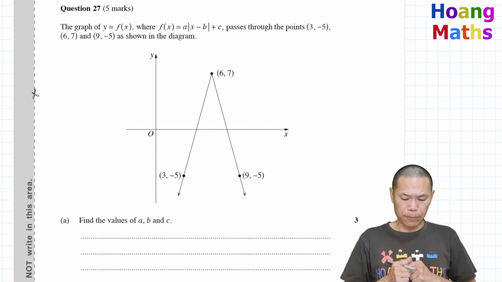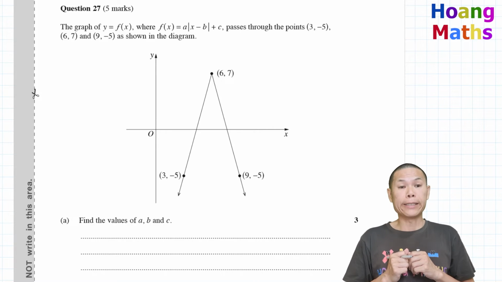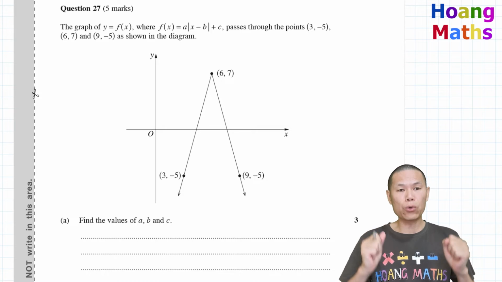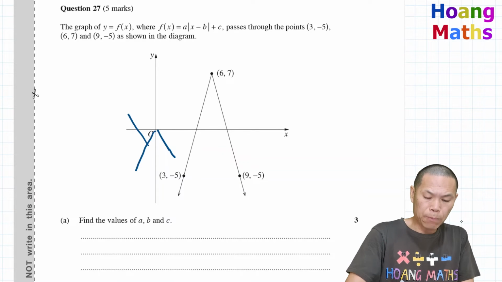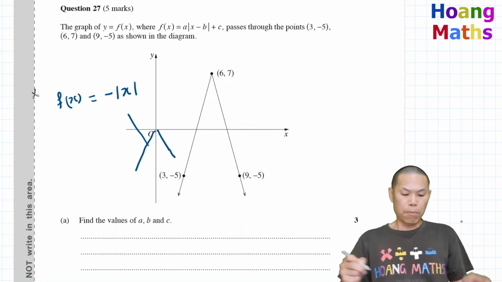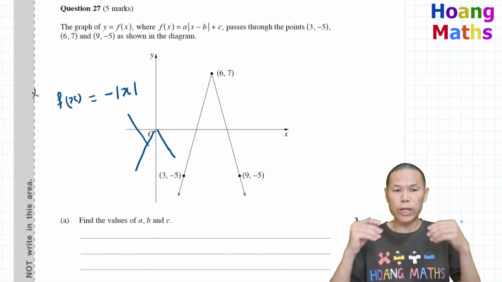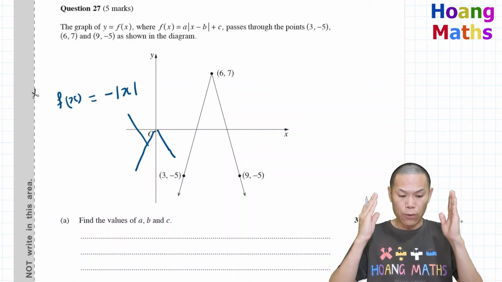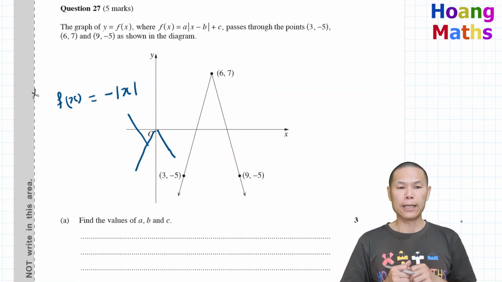Question 27. We need to work out the value of A, B, and C. To work it out, first of all, we should recognize that if the graph is like this, this is the absolute value of x, but negative. Let's say f of x is this. But remember, A is not necessarily -1. It could be -2, -3, and so on. So we just write A times the absolute value of x, where A is less than 0.